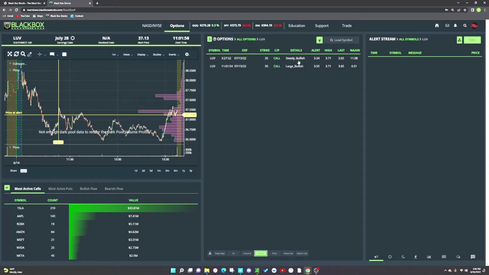And then if I click on alerts, I can also see that at 3:27 we had a steady bullish alert, and then at 11:01 we had a large bullish alert this morning. And what that means is a large is when a large contract exceeds open interest and is filled at the ask. And a steady is when there are repeated opening sweepers in an option for a particular stock, and the price of the corresponding options contracts increase continually within a 60-minute time frame. So that's how the algorithm within the system works.